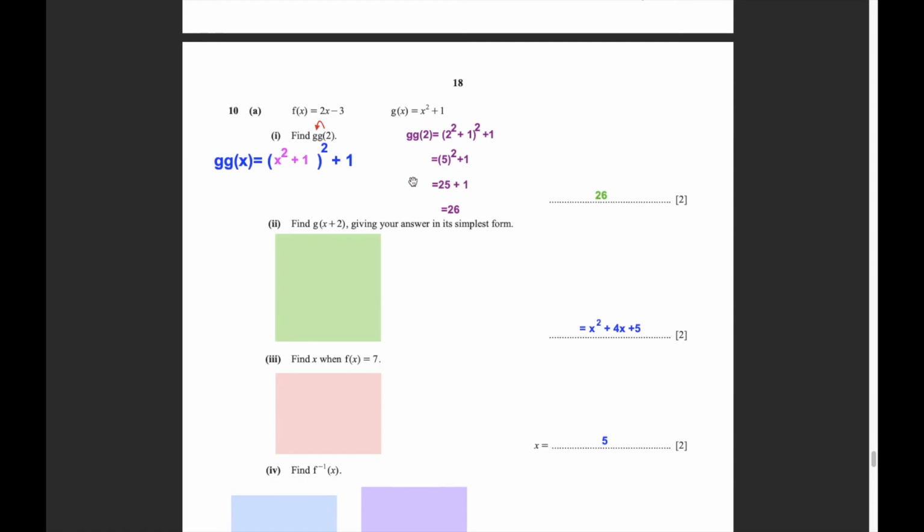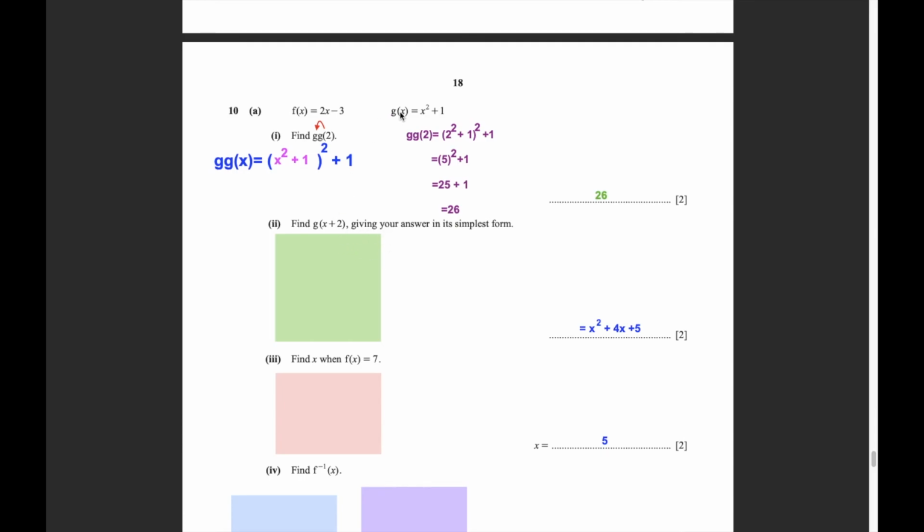I'd suggest doing a couple of these. Maybe try fg of x, so put g inside of f, or gf of x, so putting f inside of g. So remember, it's the second one that goes inside of the first, okay? But in this case, it doesn't matter since they're both the same function. Okay, so find g open bracket x plus 2, giving your answer in the simplest form.